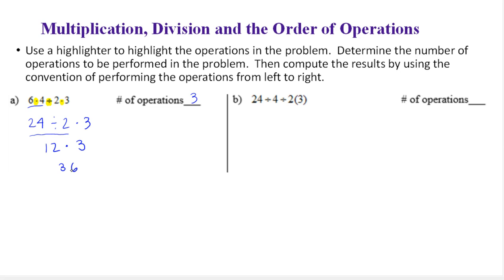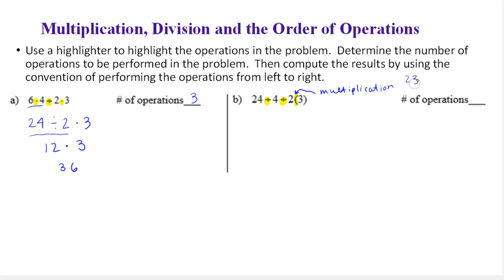Let's look at the next one. We'll start by highlighting our operations. Here we have division, division, and right here, this is implied multiplication. Okay. We call this juxtaposition. The two numbers are written next to each other, and one of them is in parentheses.